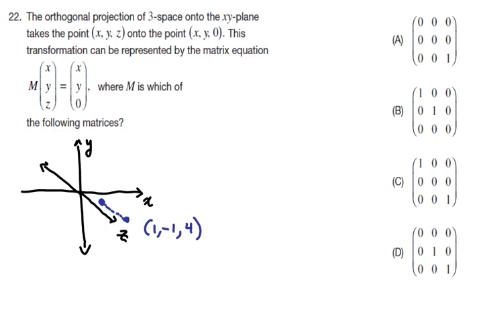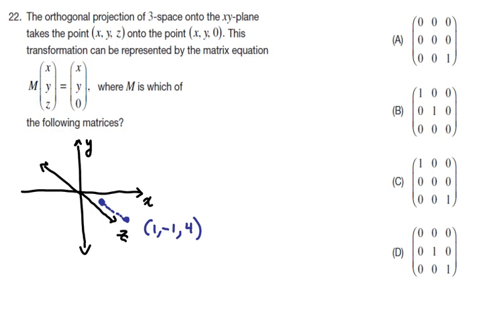Anyway, this is not important. It's not a major thing. I don't think that you would ever be asked questions about an orthogonal projection of 3 space onto the xy plane without them telling you specifically what it is that they want you to do.